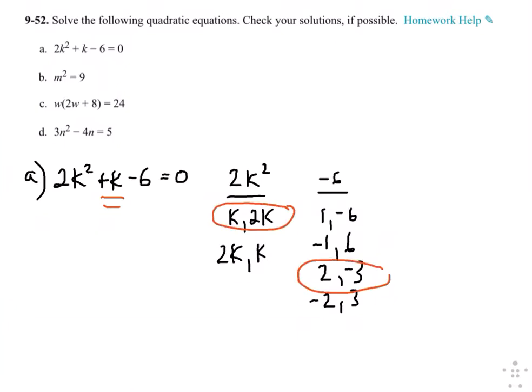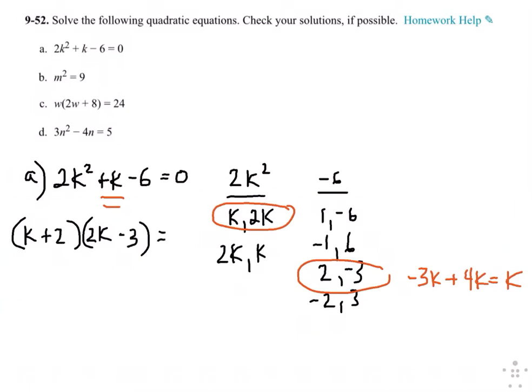I take the outers, k times negative 3, and I get negative 3k. And then I take the inners, 2k and k, and I get 4k. And that equals 1k. So that gives me the middle term. So factored, we would write it in that order, right? k and 2k, k and 2k, and then plus 2 and minus 3 equals 0.